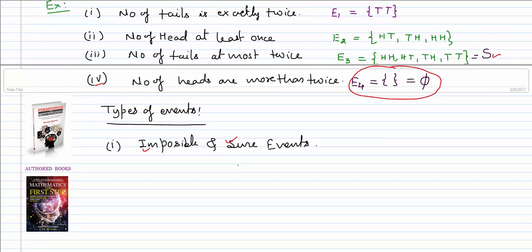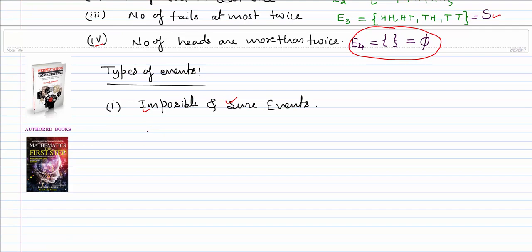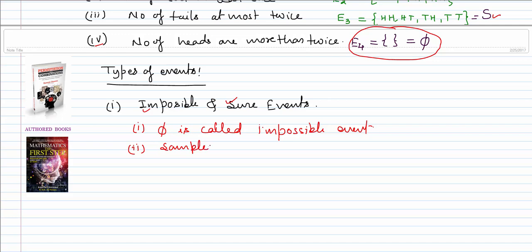So there are some guidelines for impossible and sure events. What are they? First, phi is called an impossible event. And second, the sample space S is called a sure event.